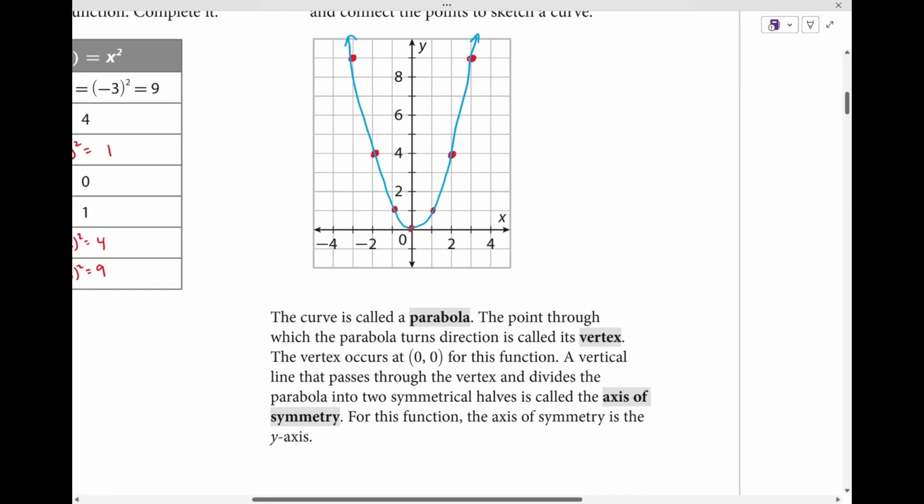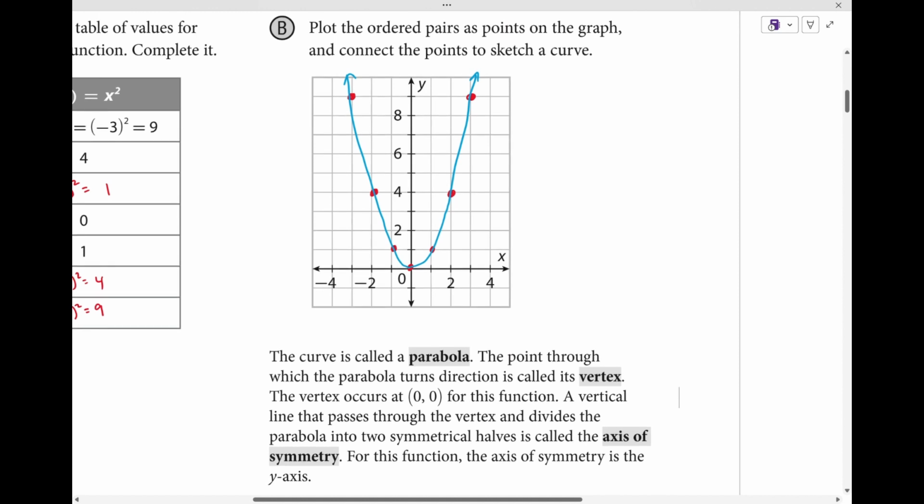A vertical line that passes through the vertex and divides the parabola into two symmetrical halves is called the axis of symmetry. So let me draw that in. So here's a line. It's cutting through my vertex right there, and it's splitting the parabola into two symmetrical halves.